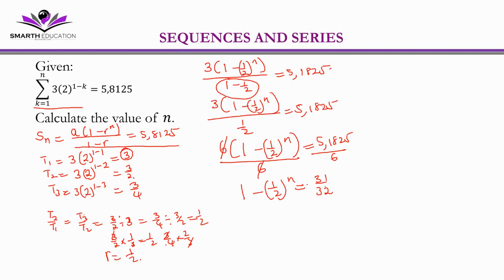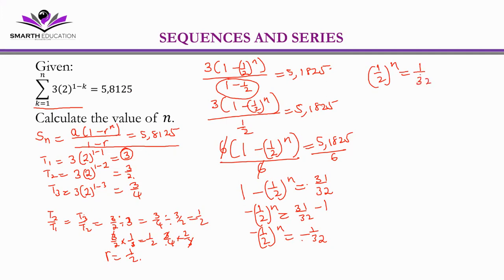In cases like this, use fractions because rounding off compromises accuracy. And then say negative 1 over 2 to the power n is equal to 31 over 32 minus 1. And then what do you get? You get negative 1 over 2 to the power n is equal to negative 1 over 32. Then we can divide by negative 1 on both sides of the equation. It becomes half to the power n is equal to 1 over 32.